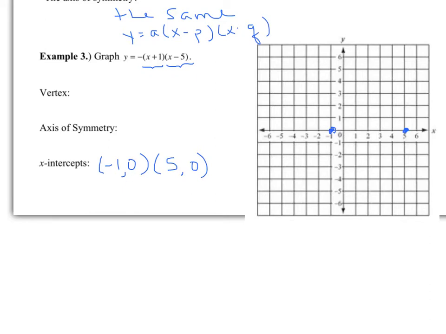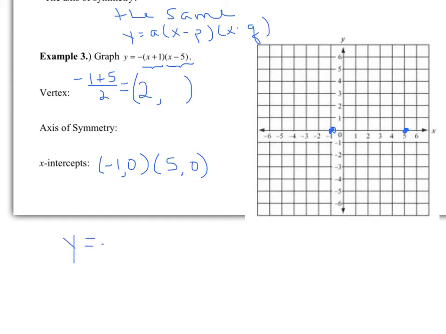And then now it's a little bit easier to go ahead and find my vertex because you add your x-intercepts. So -1 plus 5 and divide by 2. That gives you the x value of the vertex. So 4 divided by 2 is 2. Now keep in mind that's the x value. So we're going to have to put the 2 into the original equation to find out what the y value is. So I'm going to do that down here at the bottom.